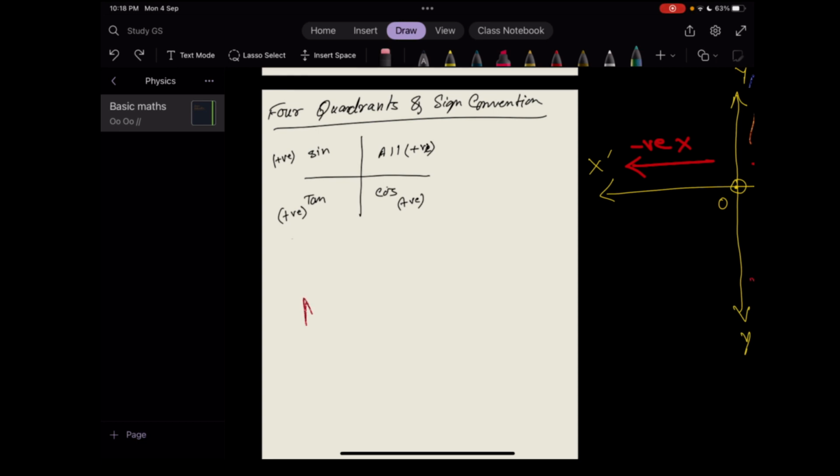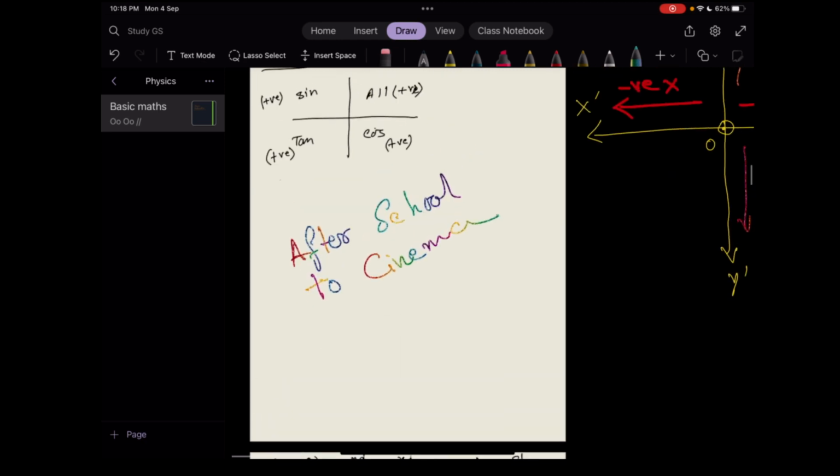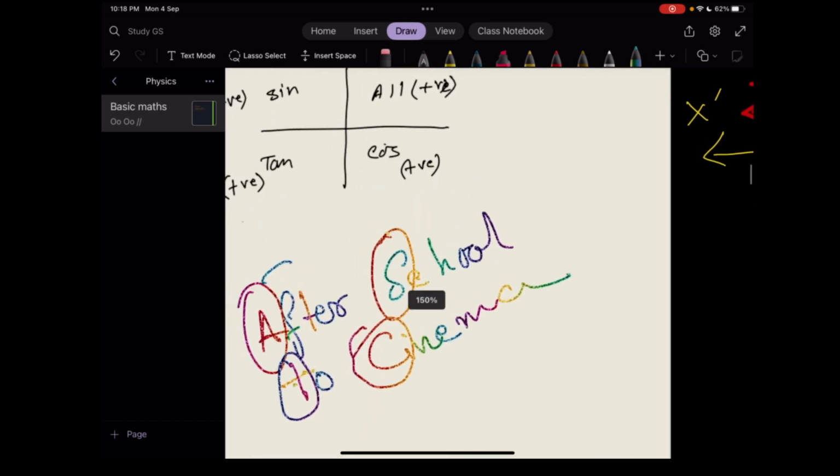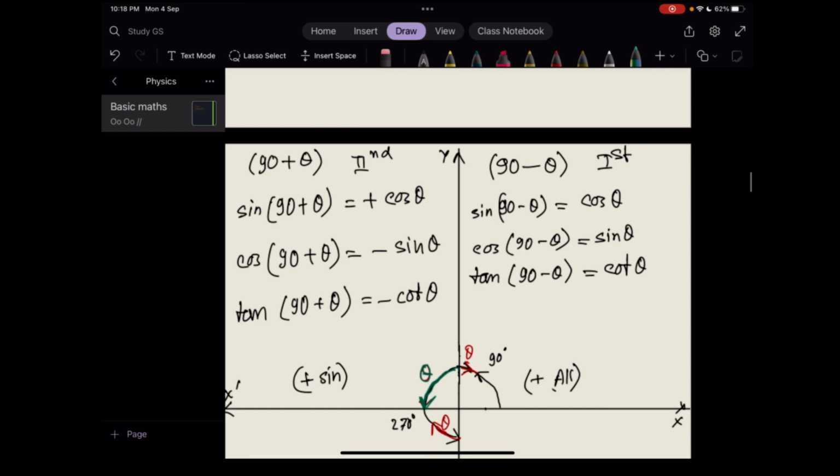Now I can say, after school to cinema. Okay, after school to cinema. All positive, sine positive, tan positive, cos positive. Very basic thing. Now let's move into this one.